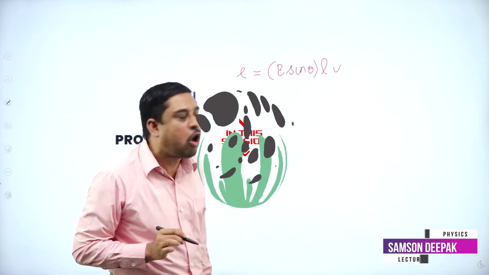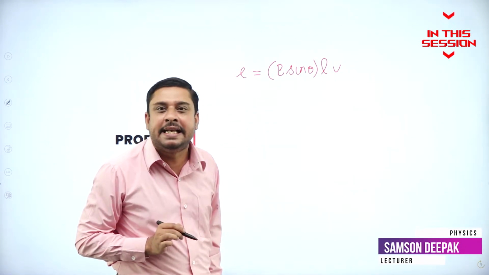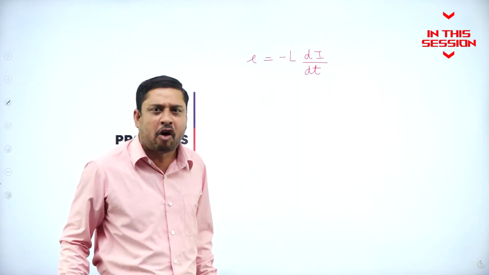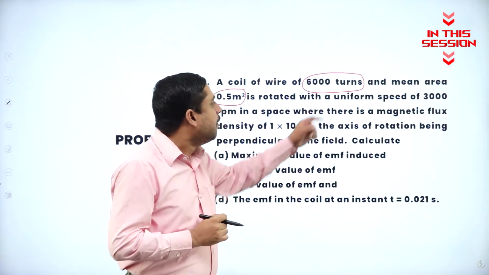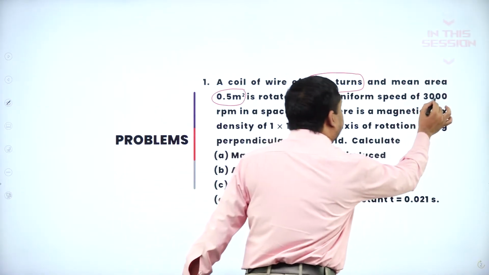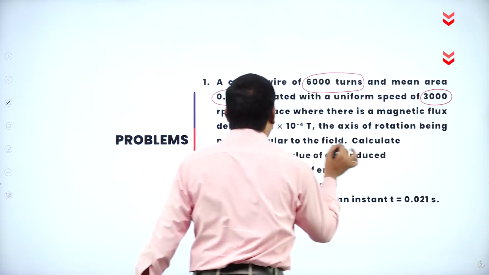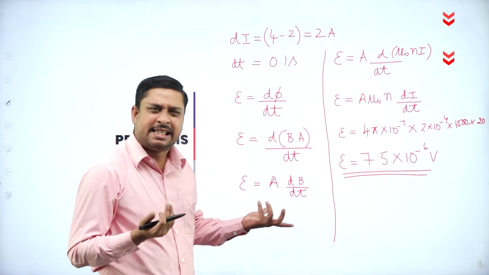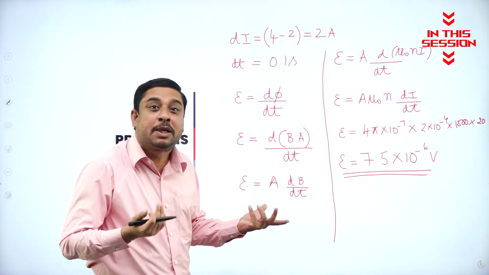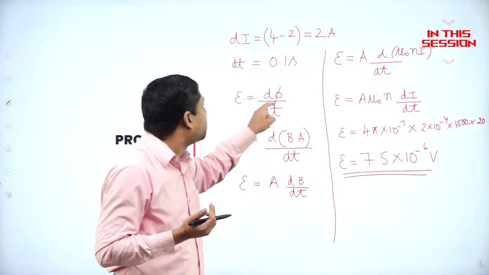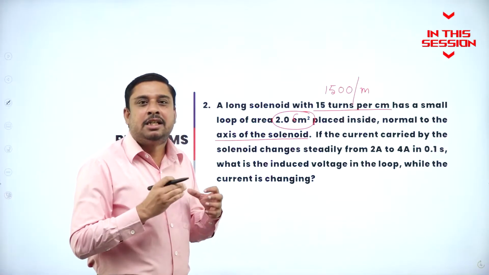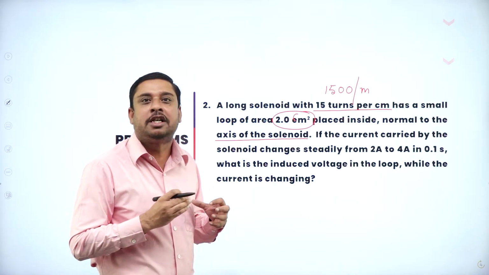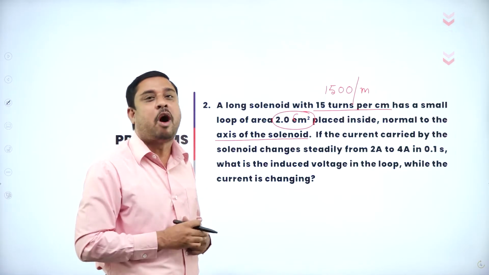Since the vertical component is given by B sin theta, it is a single formula in different forms. That's all. Rotated with a uniform speed of 3000 rotations. See again, so simple. There is nothing much to calculate here, but this substitution, which means the loop is placed inside a solenoid on its axis. Very important.